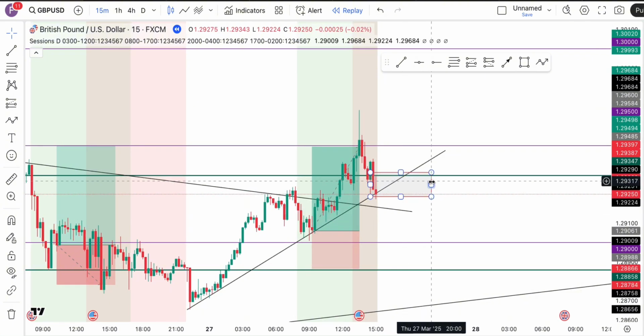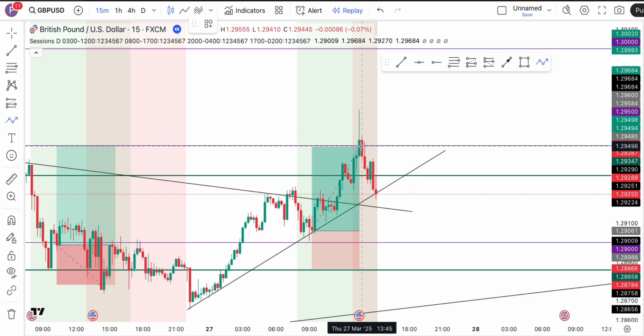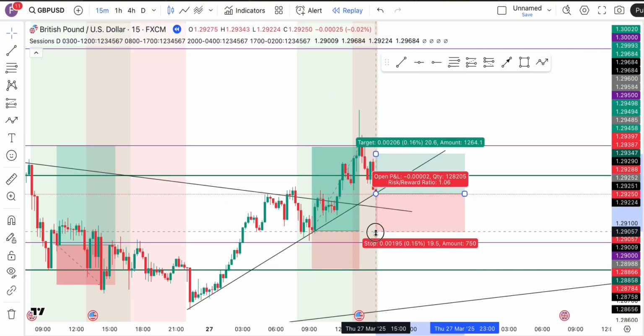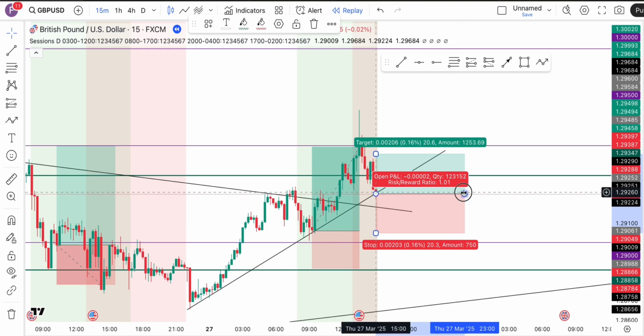So I'll be taking this as a first leg. Look at this. I'll be taking this point here as a first leg, and this point here as a second leg. So around this point here, I'll be entering my trade again, guys. So the 200 that I have in profits, I would love to risk it here. This is a good risk.